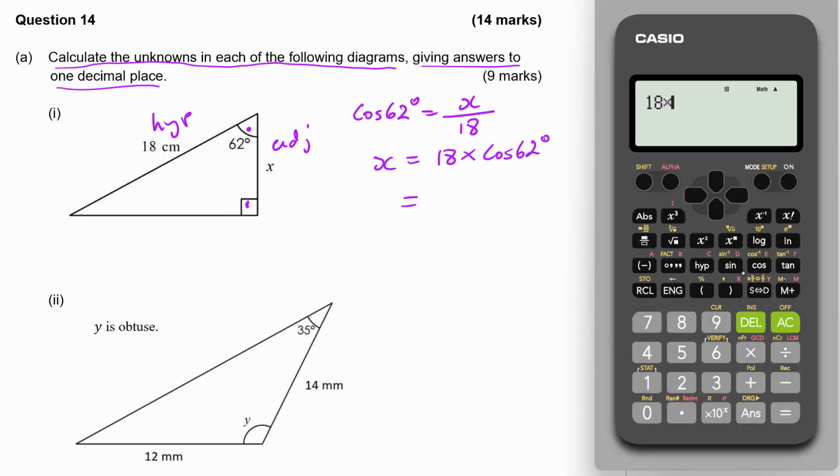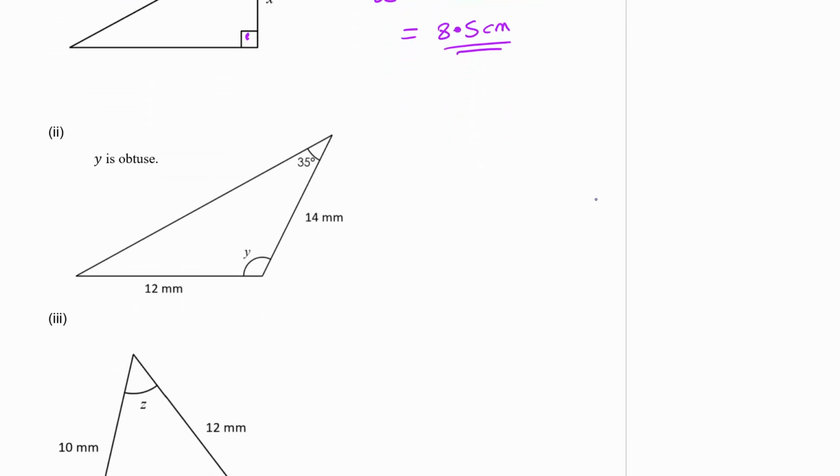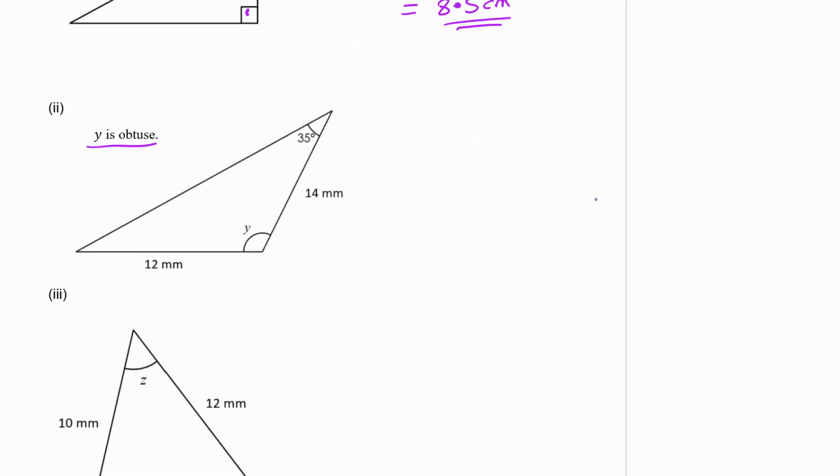So 18 times cos 62 gives me 8.5 centimetres to the one decimal place required. Now in the next one, we're told that y is obtuse and we want to find y. We don't know anything opposite y over here. But we do know this angle and this side, so we could work out this angle just here. So let's call this one P or something.